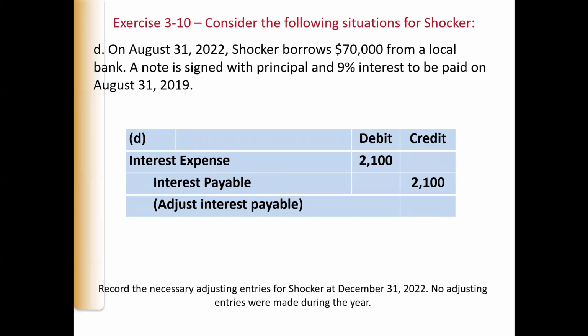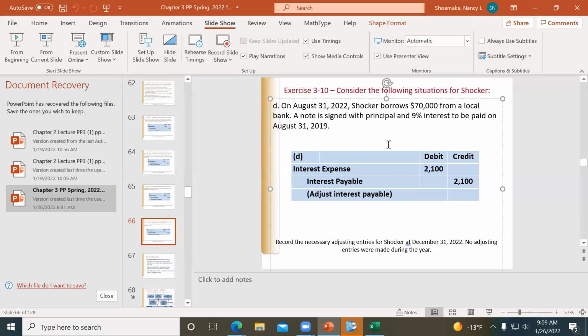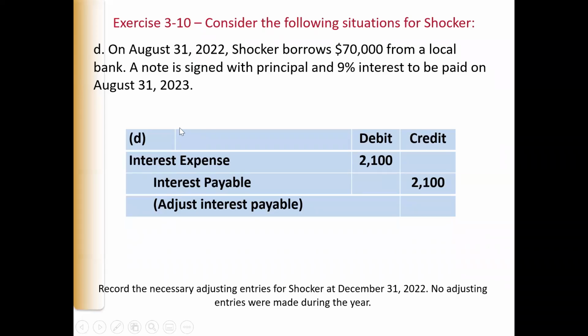This is new. Interest. We borrow money from a bank. The note is signed on August 31st. And we know there's a 9% annual interest rate. The note will be paid back in 2023. Okay, so we need to show the interest on this.